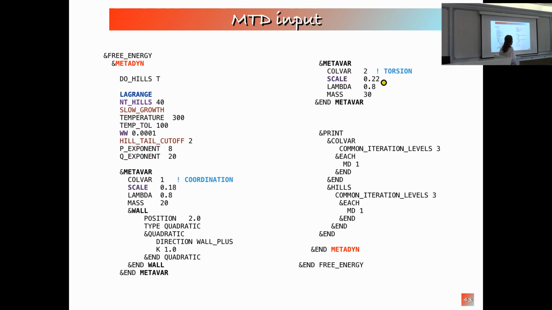metadynamics variable. This scale, so this size, as well as the temperature of the collective variables or the number of time steps between the deposition of consecutive metadynamics hills, or the height of the hill, these are things that you can always change along your metadynamics run. What you cannot change is the definition of the collective variable. So if you want to change the definition of the collective variable, then you have to start a new run, because you are sampling a different space in practice.